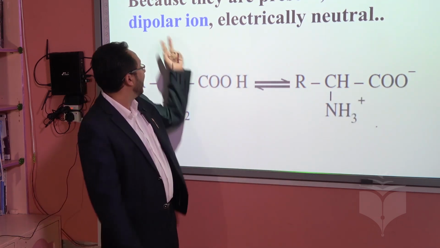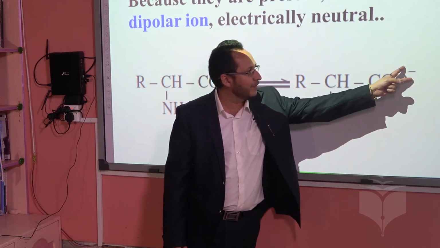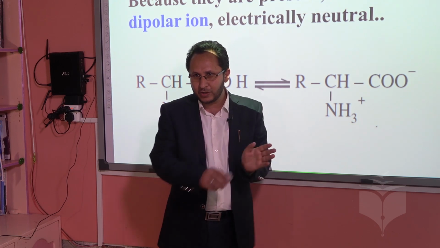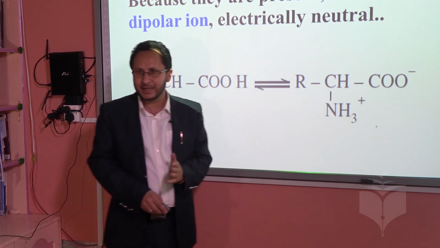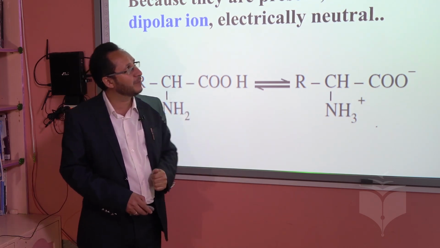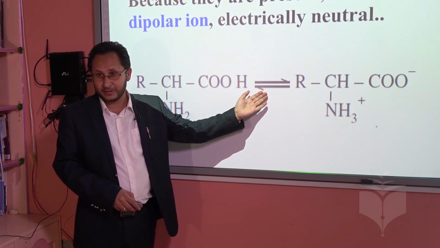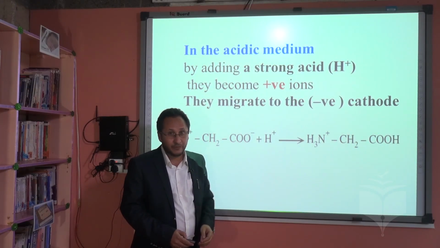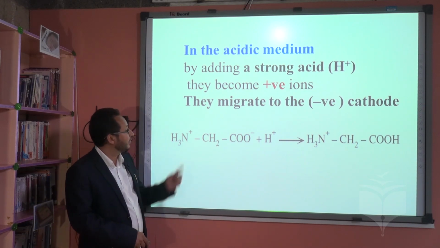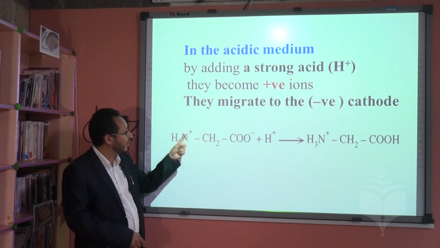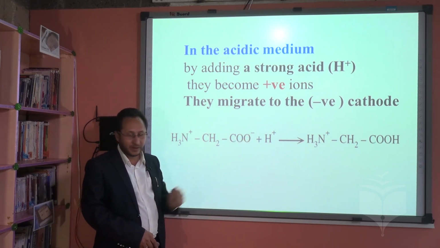We call it dipolar because we have a positive pole and a negative pole, so they don't migrate to the anode or the cathode when passing the current, so they are not affected by passing the current. This is in a neutral solution. We have the positive pole and the negative pole, so we call it dipolar.